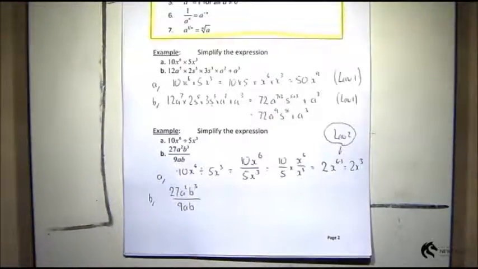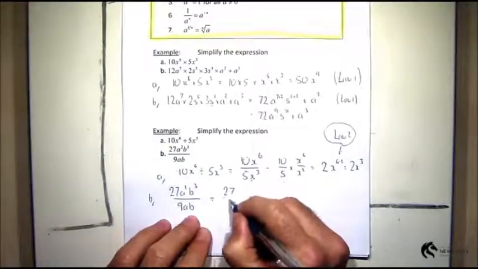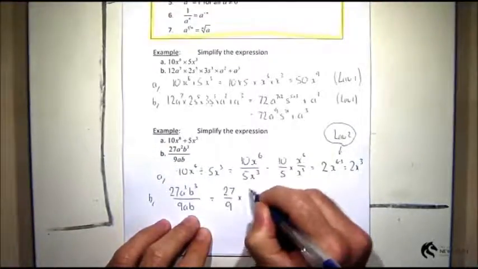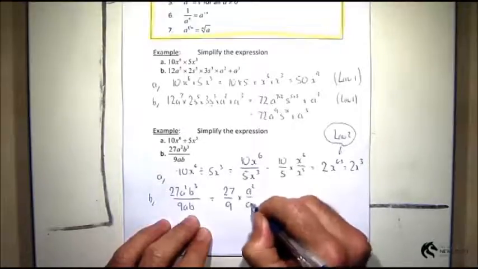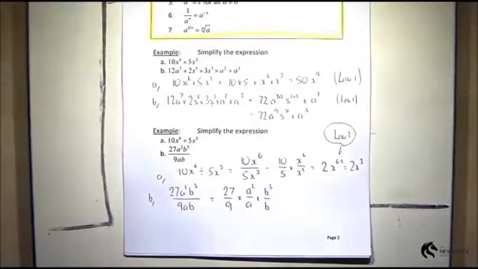So in this one, again, you don't have to put this step in, but I will just to make it look more obvious. Because I have multiplications in the numerator and denominator, I can split that expression up that way.